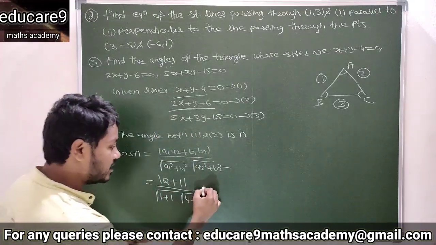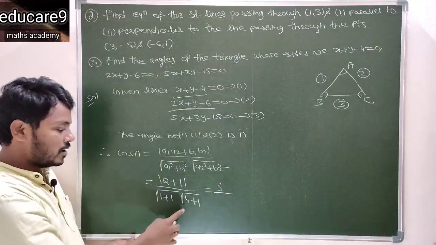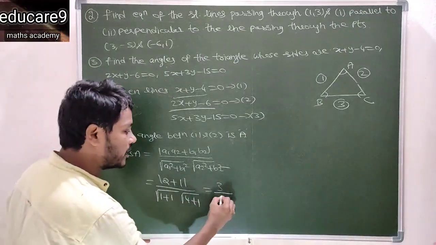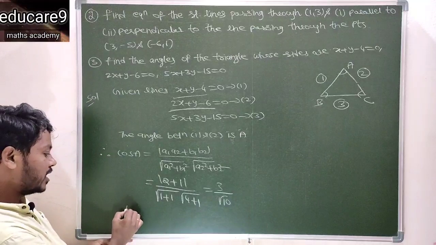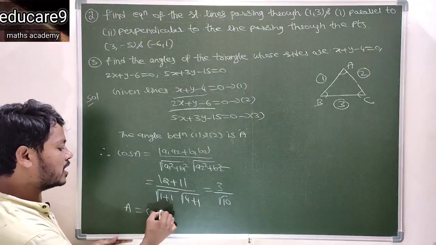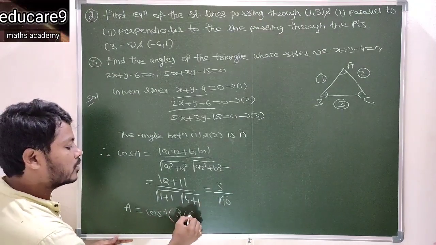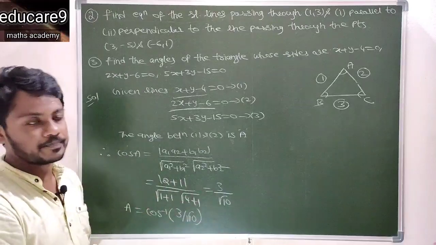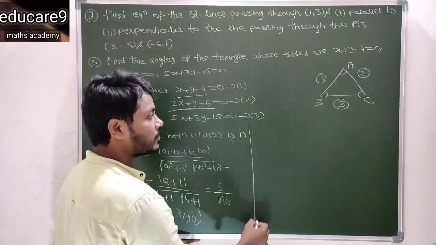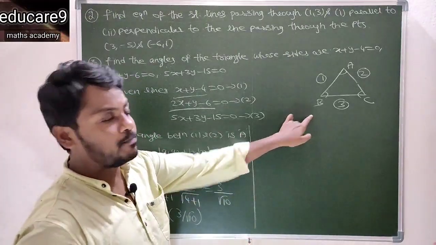Okay. So clear, this is what? 3 by root 5 into root 2, so root 10. So clearly what is A? A is equal to cos inverse 3 by root 10. So this is the angle A. Next one, you need to find the angle B.